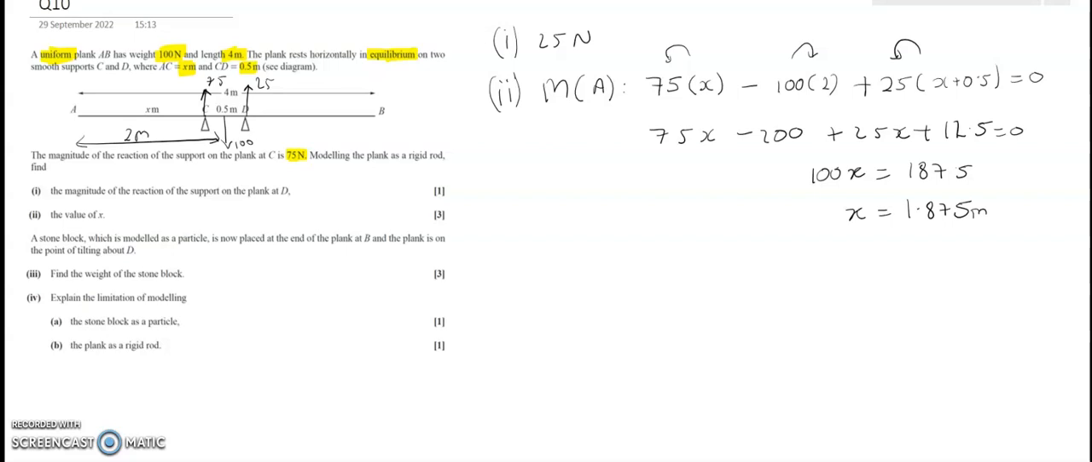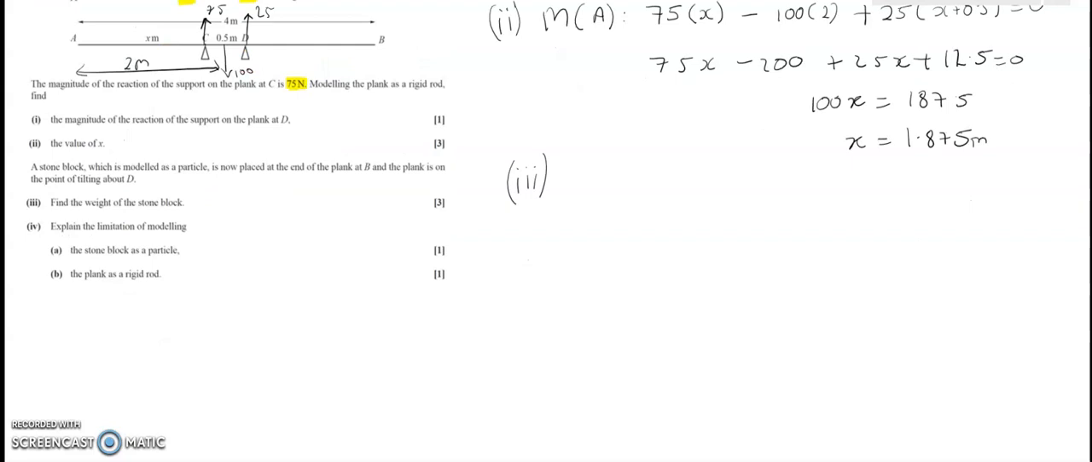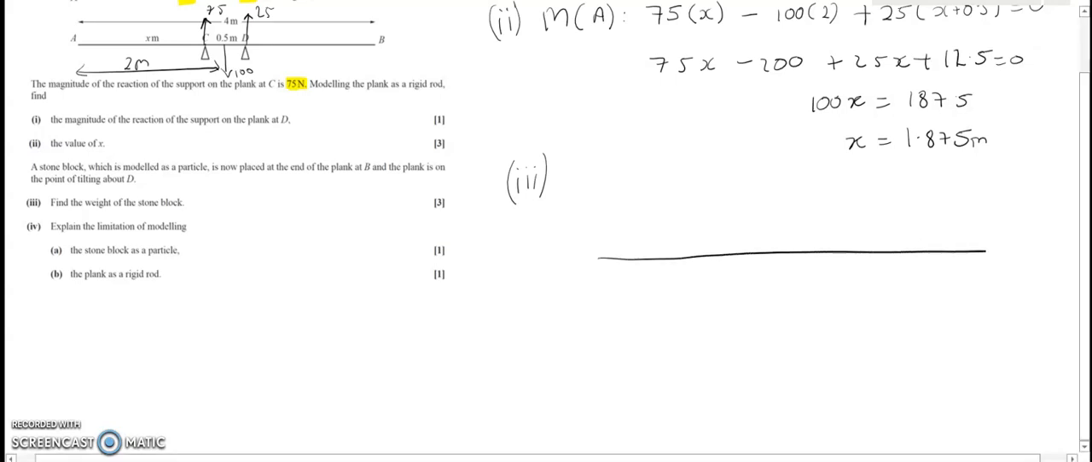And that's fine. Now, looking at part 3, here we're told that a stone block, which is modeled as a particle, is now placed at the end of the plank at B.